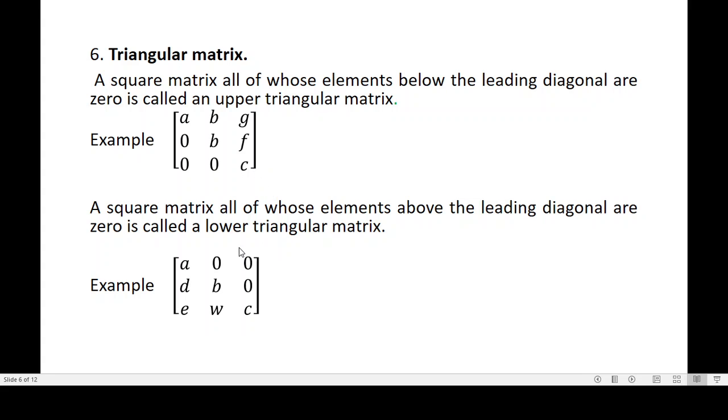Whereas a square matrix, all of whose elements above the leading diagonal are 0 is called a lower triangular matrix. For example, a, 0, 0; b, d, 0; e, w, c. So this is an example of a lower triangular matrix. Elements above the leading diagonal are all zeros.